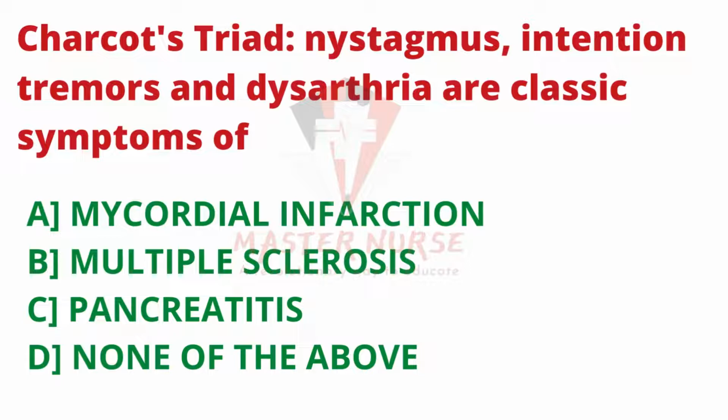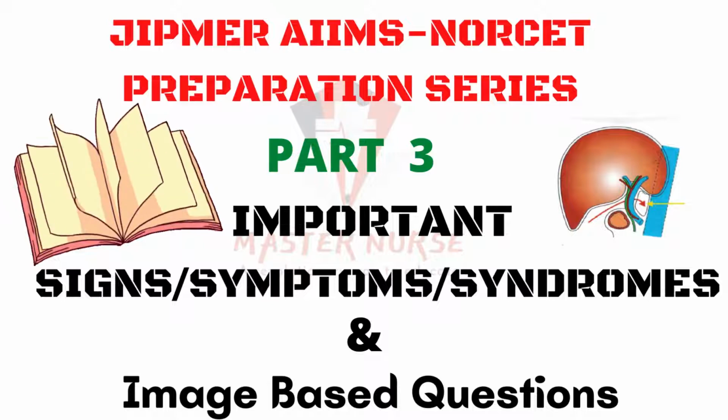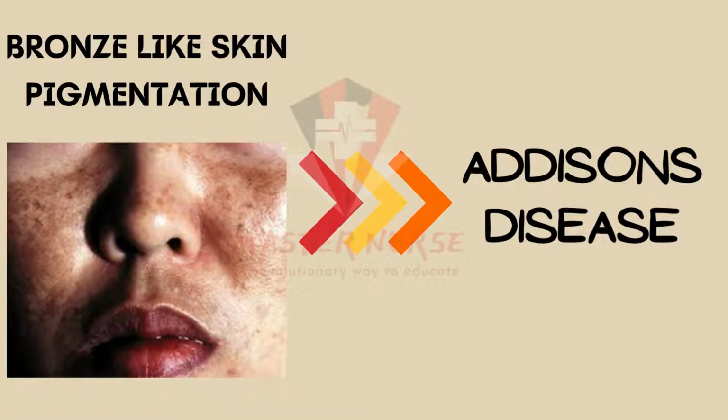And these symptoms were given by Jean Martin Charcot 115 years ago. That's why it is named after him. So this is an example question. So now we'll see directly the classical symptom and the disease. So question number 1 or the example number 1 is bronze-like pigmentation. Bronze-like pigmentation in the skin is seen in which disease? So if we see, the answer will be Addison's disease.